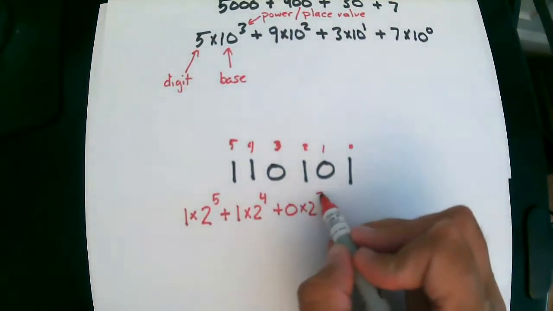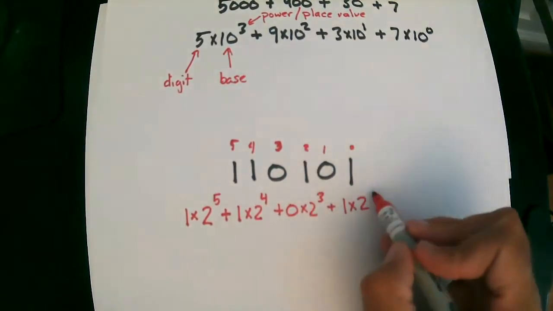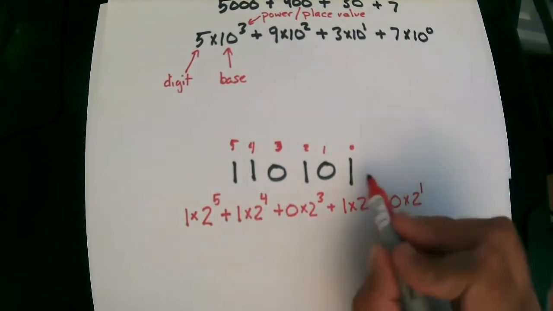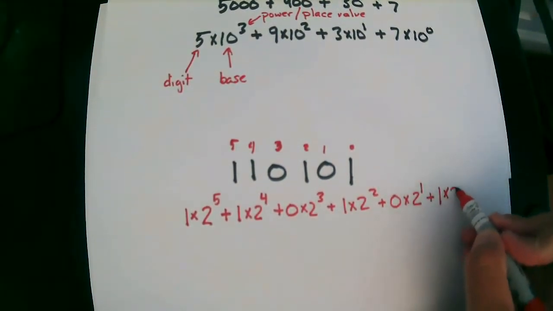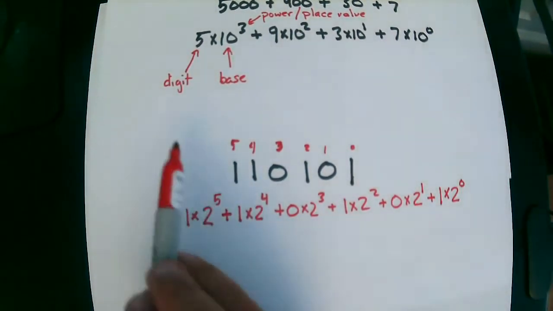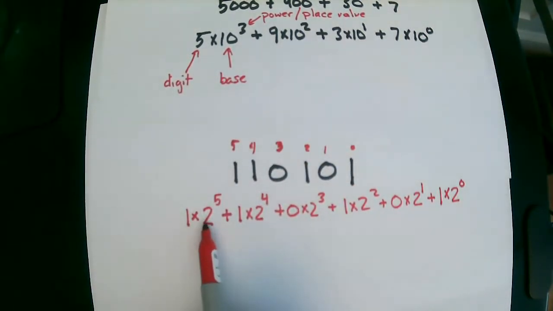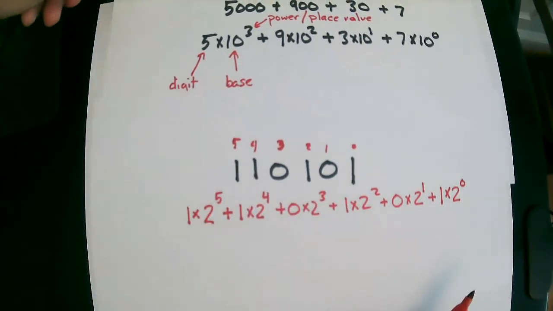And then I have a 0 times 2 to the 3rd. And I have a 1 times 2 squared. And I have a 0 times 2 to the 1st. And I have a 1 times 2 to the 0th power. Okay, so same pattern: digit times the base that you're in, raised to an exponent that is related to the place value of the number.